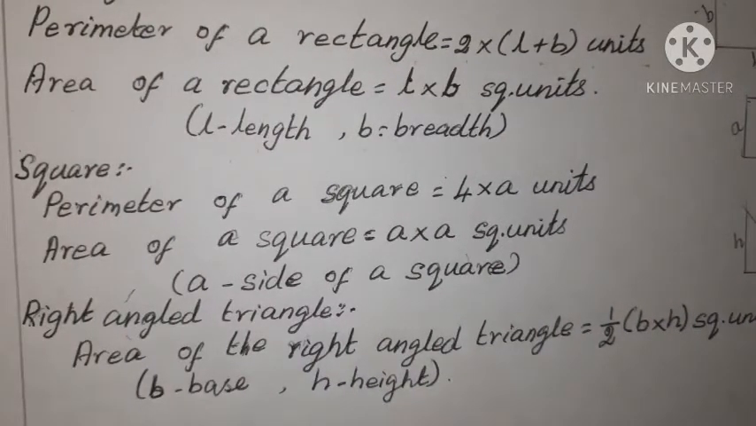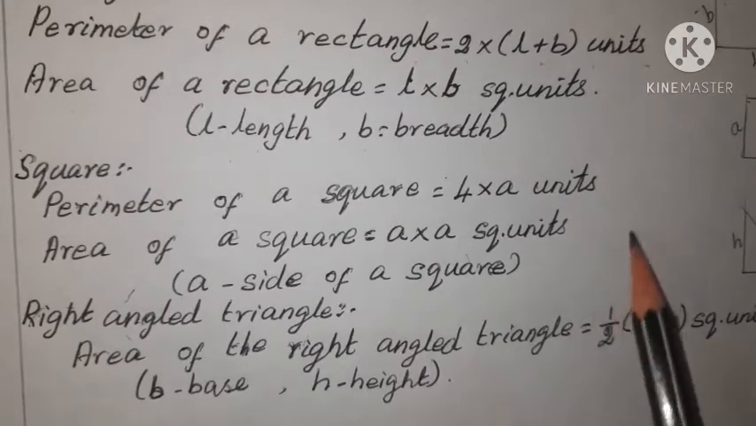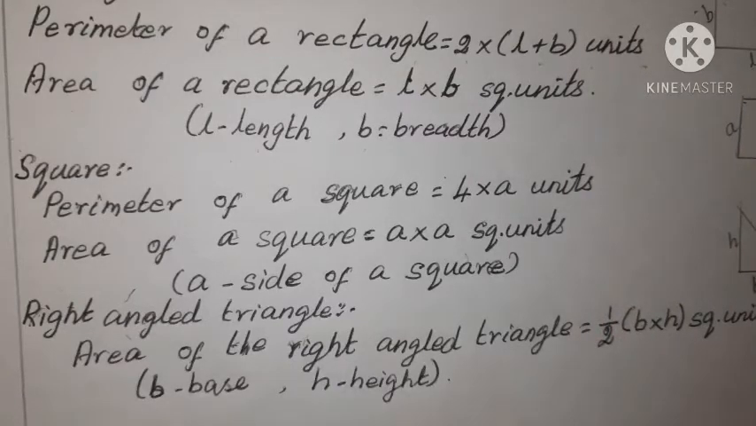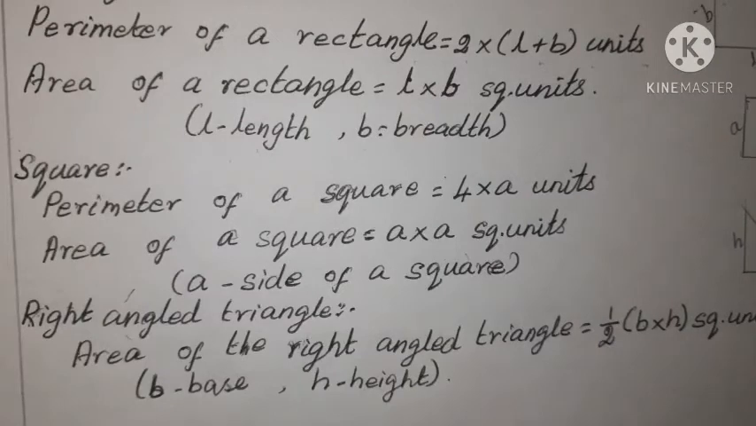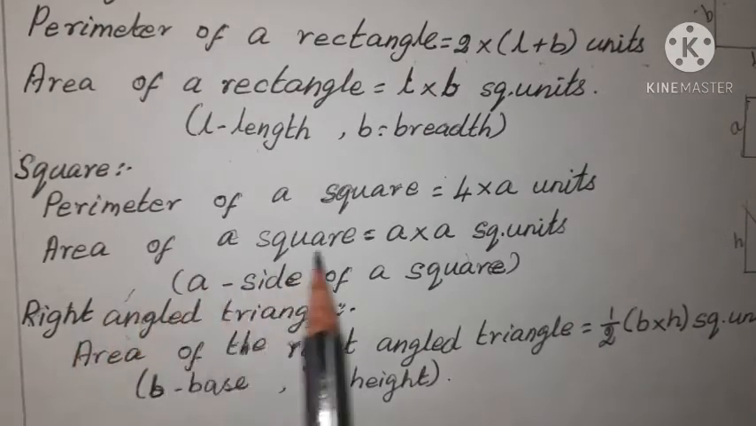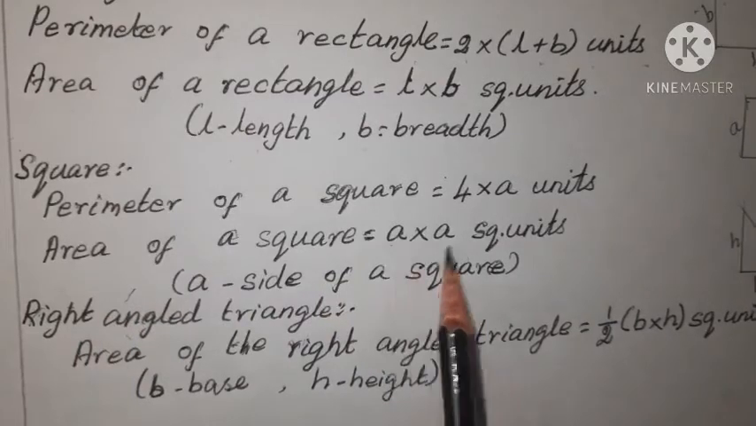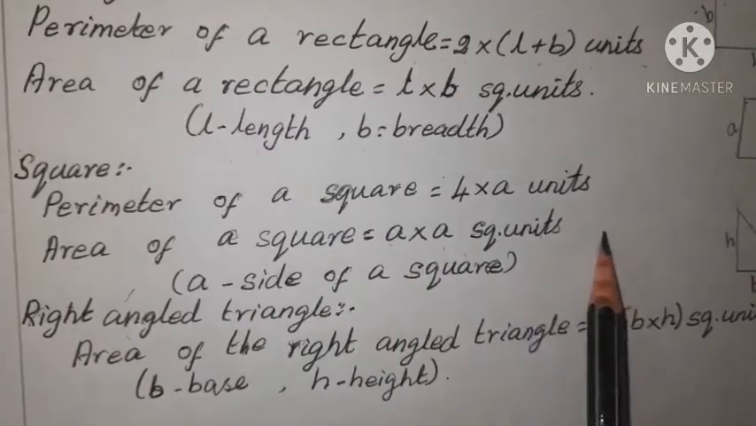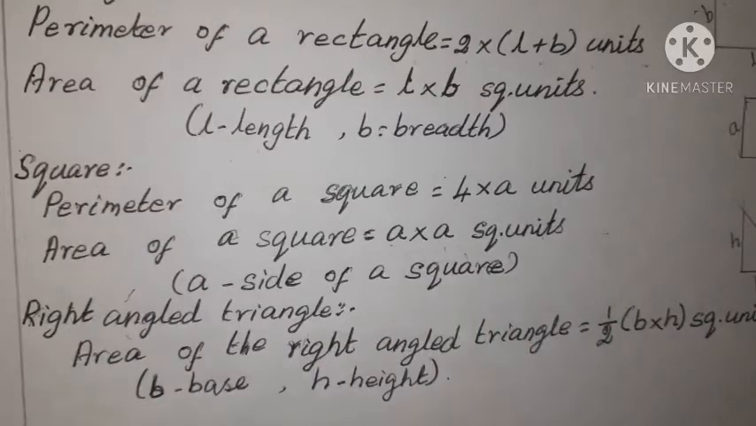Perimeter of a square equals 4 into A units, 4A units. A square has 4 equal sides, so 4 into A units. Area of the square equals A into A square units, side into side. A is the side of a square.